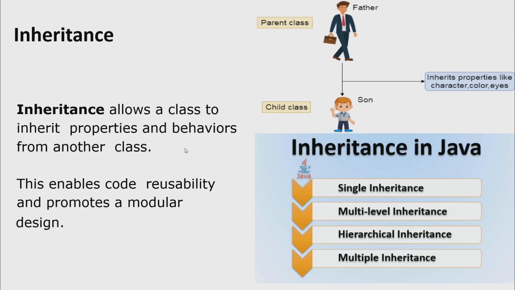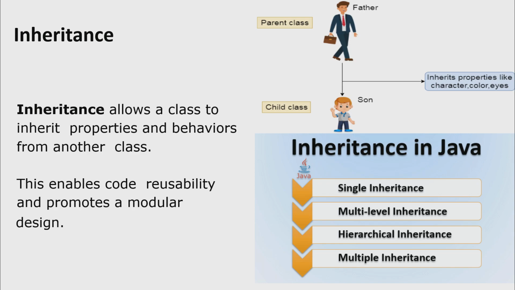Inheritance. Inheritance allows a class to inherit properties and behaviors from another class. The child class is going to inherit the properties of the parent class. This concept is called inheritance. Like what properties do we inherit? Character, colors, eyes, etc. This enables code reusability and promotes a modular design.